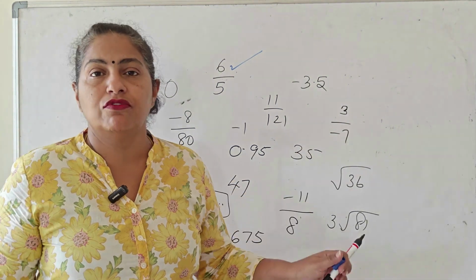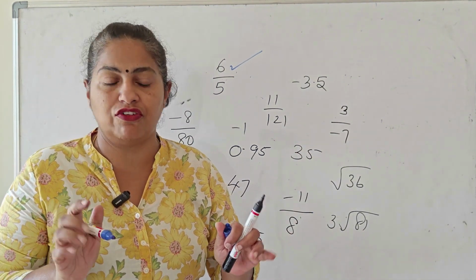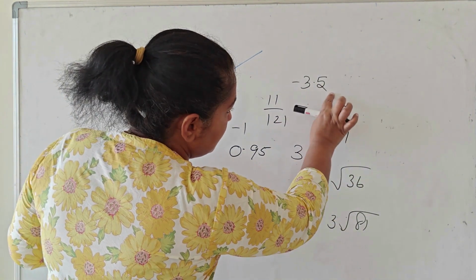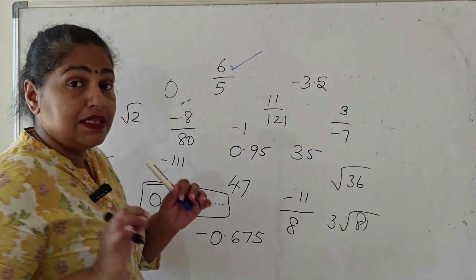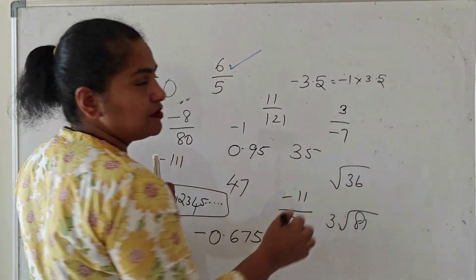Minus 3.5. So, it is a decimal. So, how do you identify whether this is a rational number? See, you need to understand that minus 3.5 is basically minus 1 into 3.5.